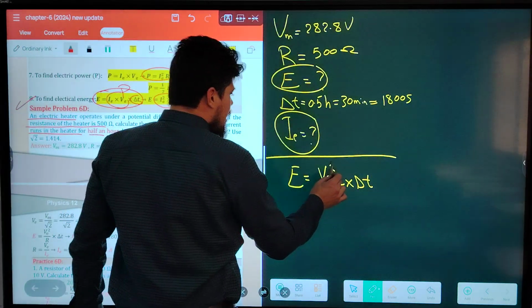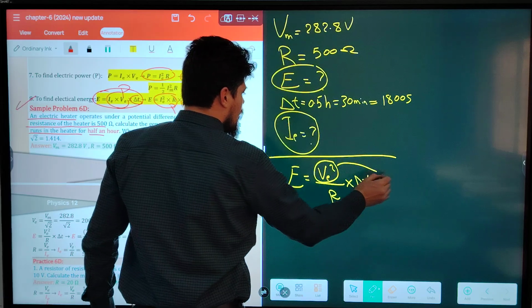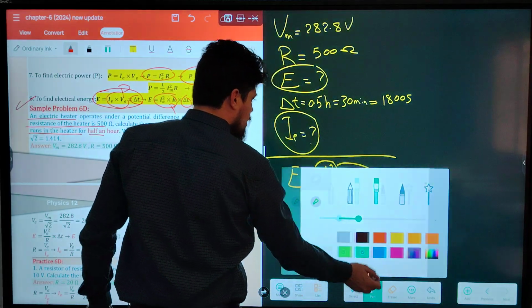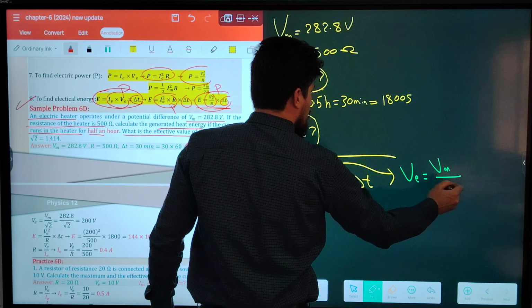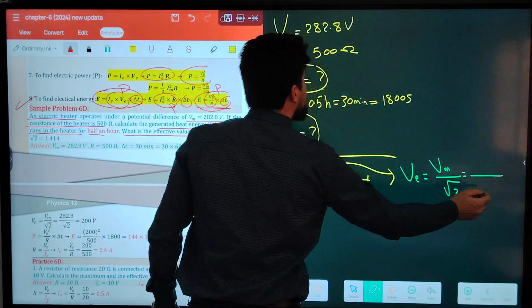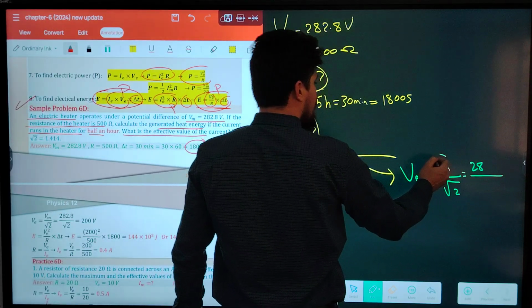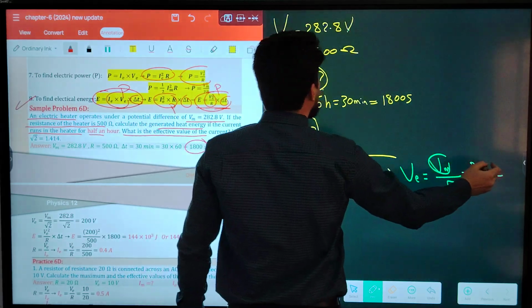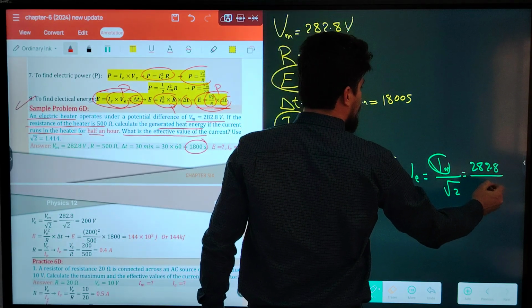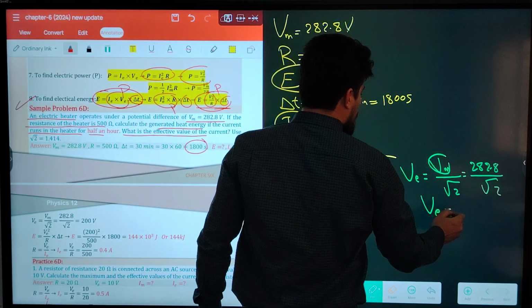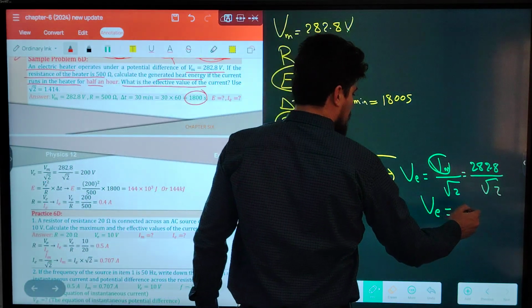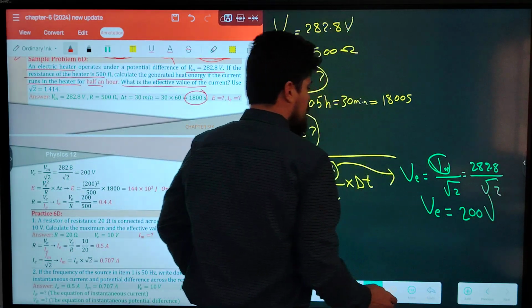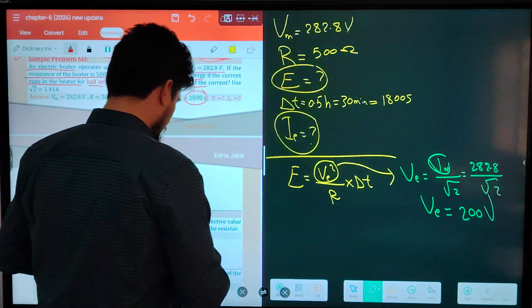Guys, look. Do we have VE? No. VE is equal to what? VE is equal to Vm divided by radical 2. Do we have Vm? Yes. 282.8 divided by radical 2. VE is equal to 200 volts. Okay?